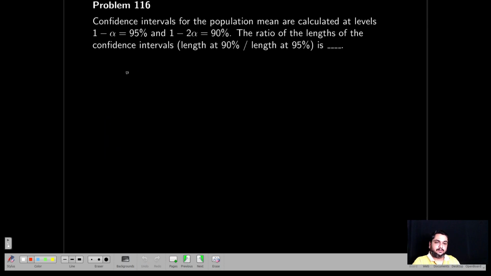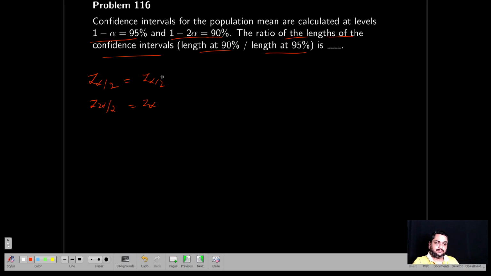Next, confidence intervals for population mean are calculated at levels 1 minus alpha equal to 95% and 1 minus alpha equal to 90%. The ratio of the lengths of the confidence intervals at 90% to the length at 95%. So what are they asking? They are asking the ratio of z alpha by 2 at the two levels.